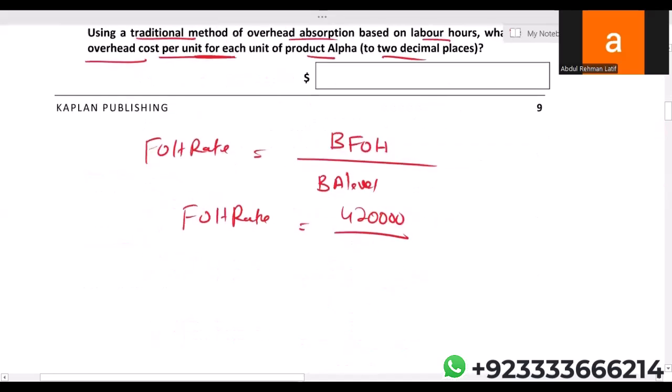Very easily we can now calculate the FOH rate, in fact, per labor hour, because 66,000 are the labor hours. So budgeted fixed overhead is 4,20,000 divided by the budgeted activity level, which is labor hours. So students, I am getting 6.3636.